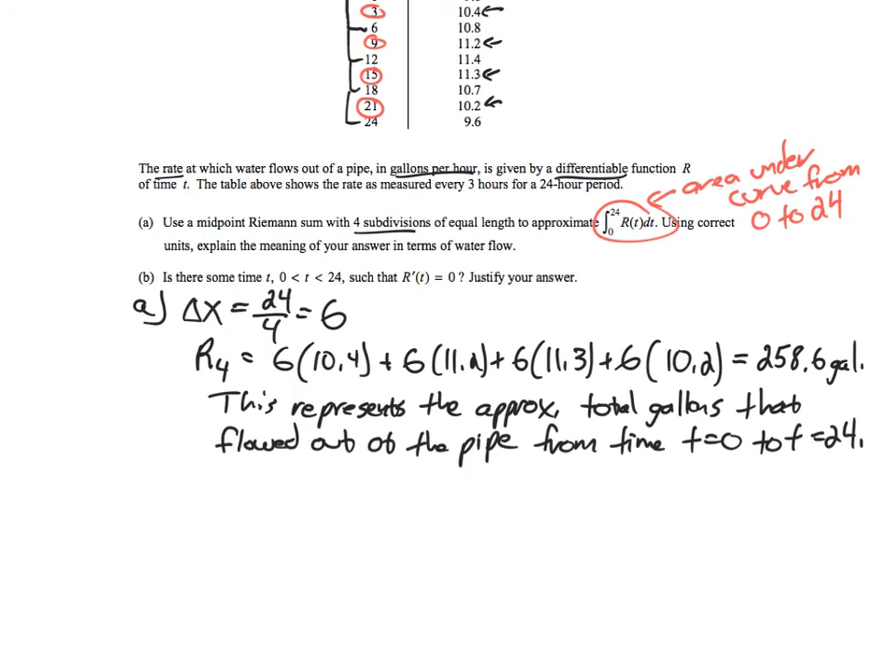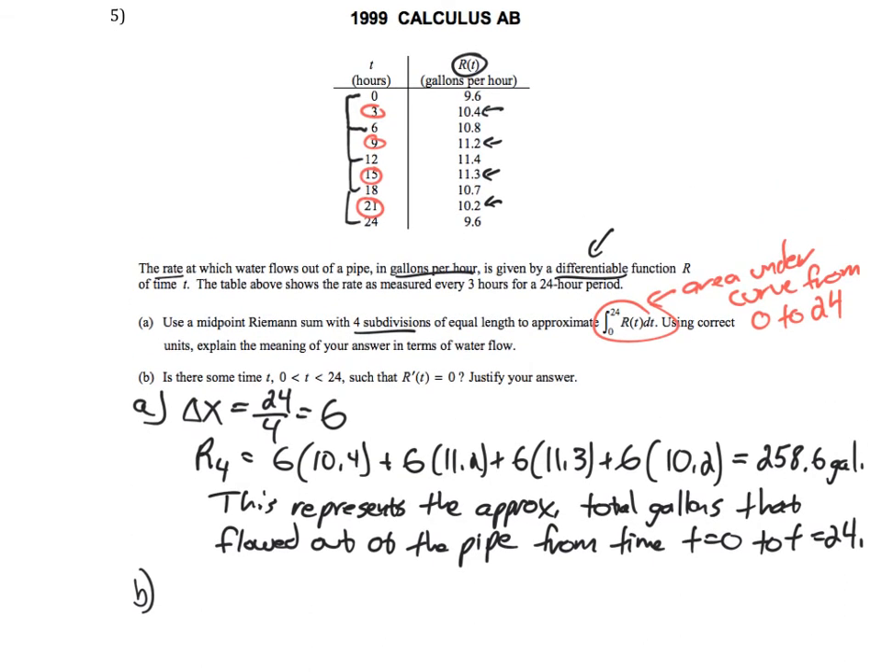So let's think about how to write a mean value theorem problem. We underline at the beginning "differentiable." That wasn't there by accident. Differentiable means you can take the derivative, it's continuous. It also means the mean value theorem applies. If we look at the slope between 0 and 24, we really don't even need to do the calculation. The height at 0 is 9.6. The height at 24 is 9.6.